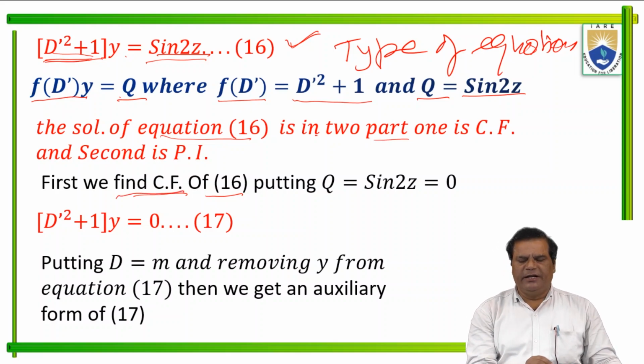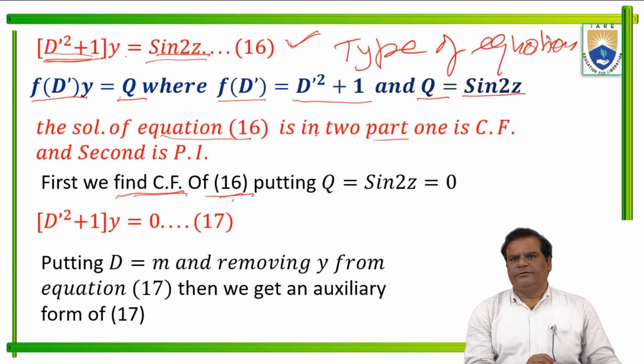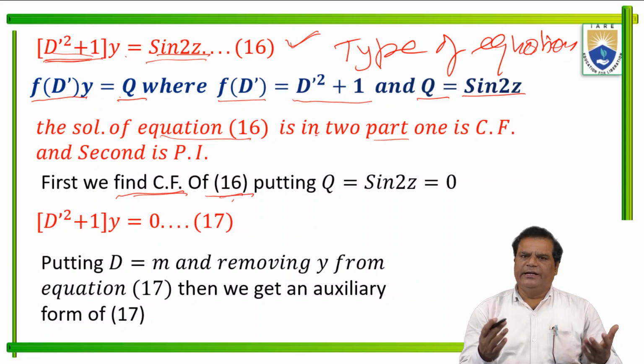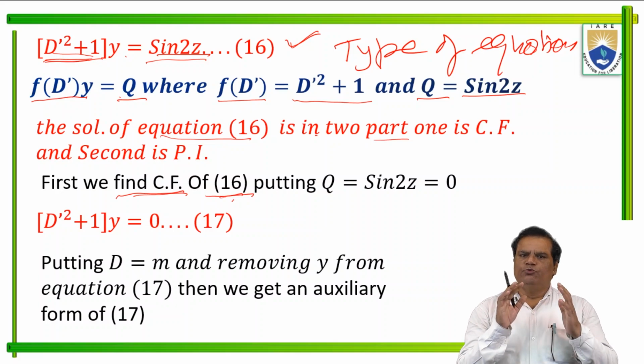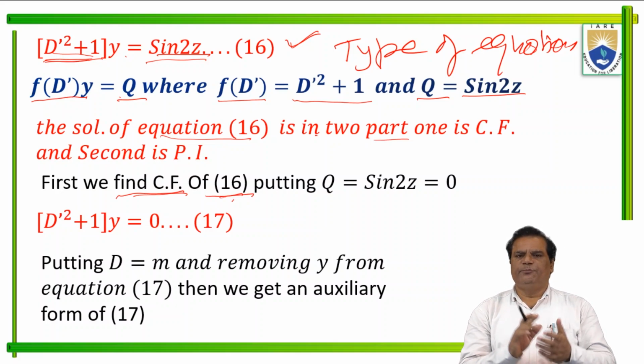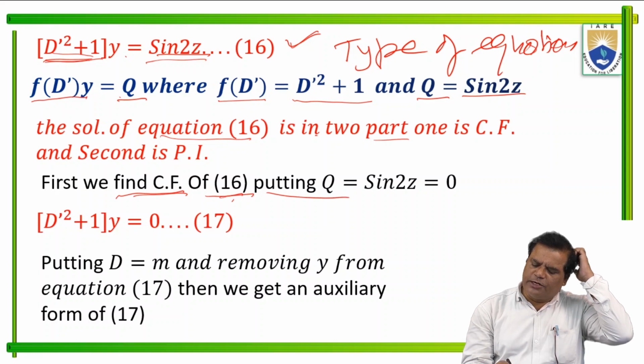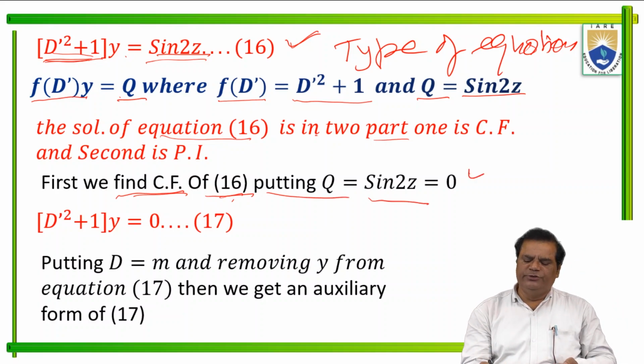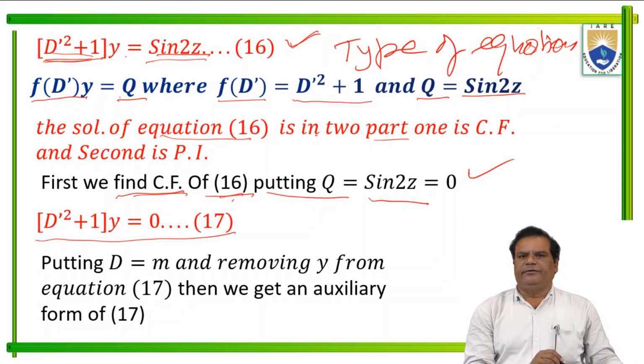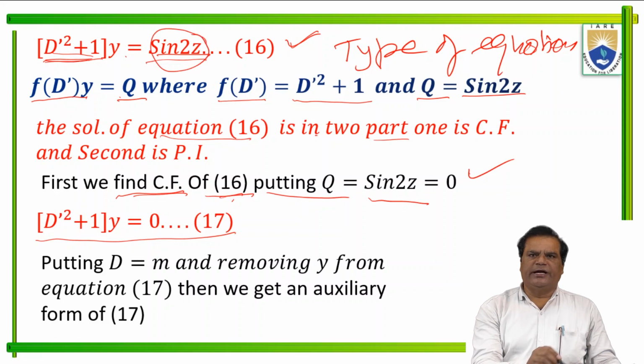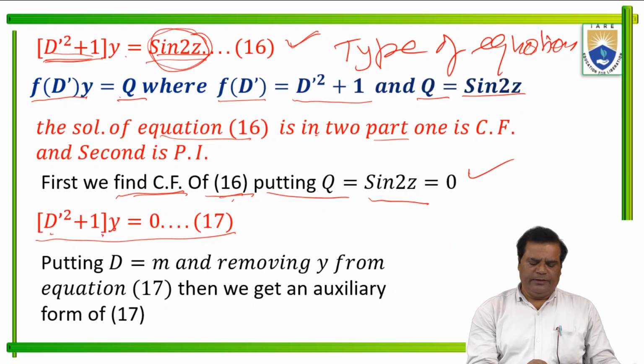First we find the complementary function of 16. If we want to find the complementary function, then Q must be 0. Putting Q equal to 0 here, Q is sin 2z, so taking sin 2z as 0 on the right hand side, equation 16 converts into 17. Here (D dash square plus 1) into y equal to 0. This is equation 17, and we can find the CF of 17.